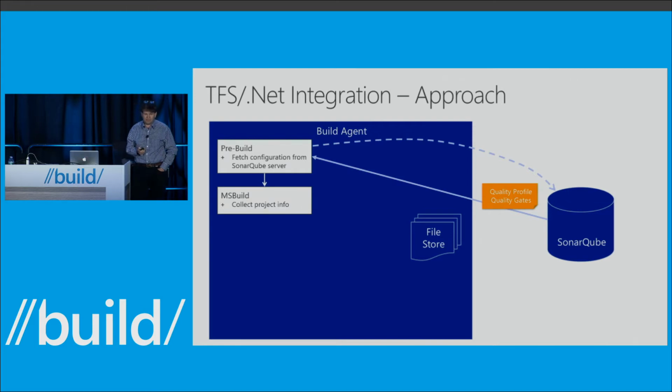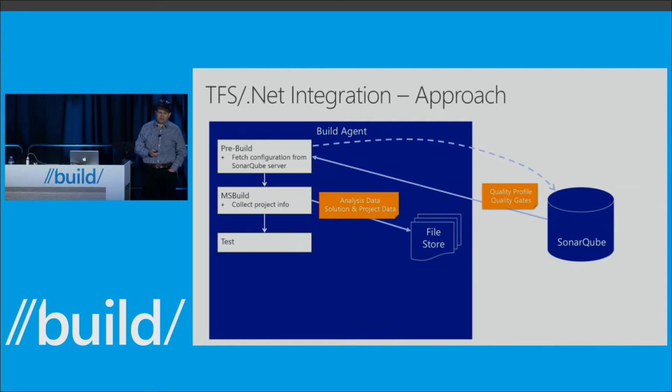So one thing is we're now controlling this with SonarQube, what you specify there. Then during MS Build, the analysis is performed. And also, in addition, that's just part of normal build, we go and collect project information, which before, the Sonar Runner was actually calculating itself. So we're using MS Build to calculate that and output it. So that analysis data and the solution project data goes into the file store.